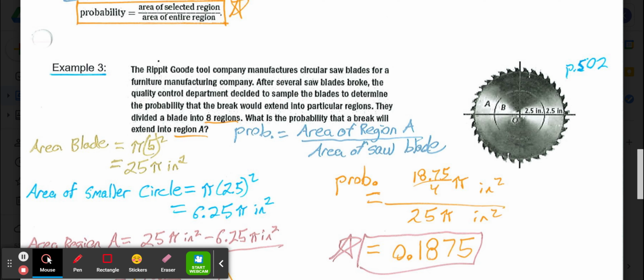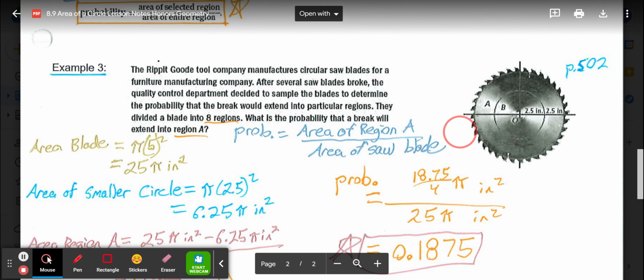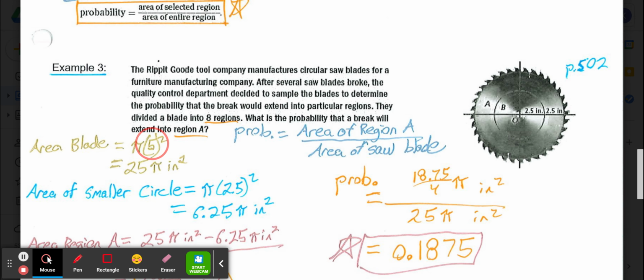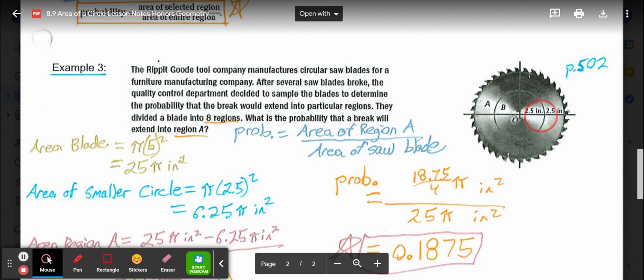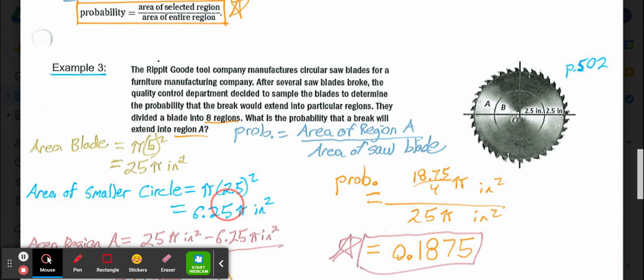So what we want to think about first is just finding the overall area of a saw blade. So we know the radius would be 2.5 and 2.5. So the radius is 5 inches. So the area of our saw blade is 5 squared times pi. So it's 25 pi inches squared. Then we want to find the area of the smaller circle here. So that smaller circle has a radius of 2.5. So 2.5 squared is 6.25 times pi inches squared for our area.